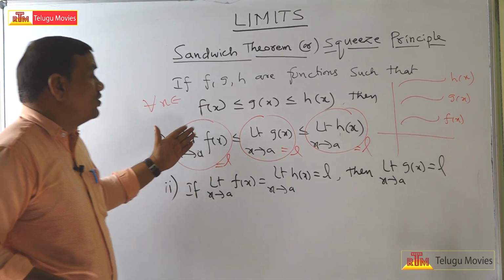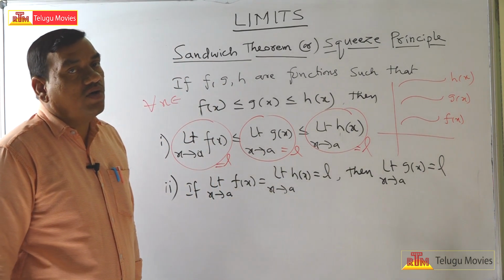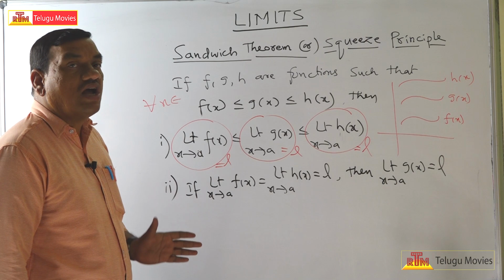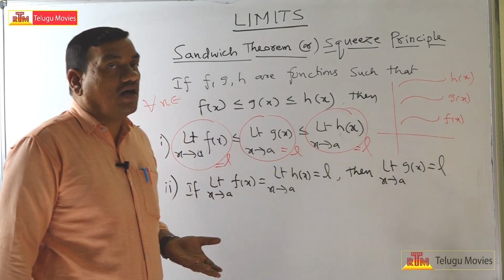Same limit value output will come. So, if it is l for the outer two, it is also l for the middle. Here also the limit value will become l. So, this is called the sandwich theorem. The same principle applies even for greater than or equal to also.